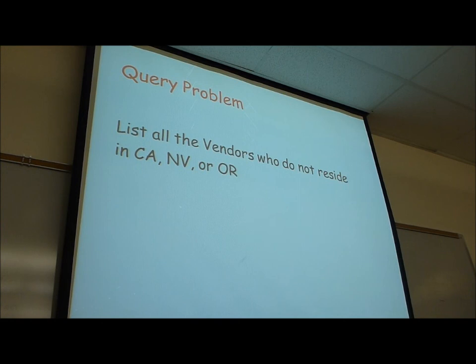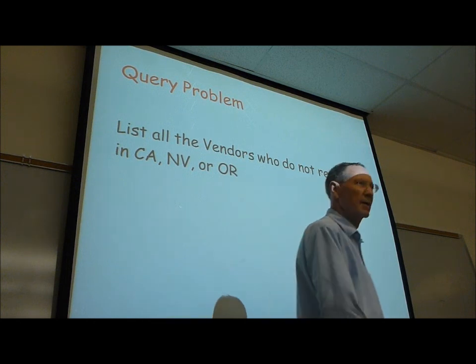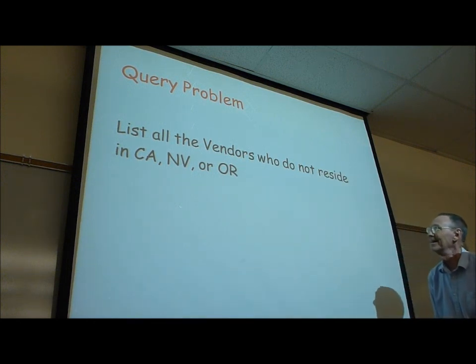Another query problem. List all the vendors who do not reside in California, Nevada, or Oregon. List all the vendors who do not reside in there. That's where all the weirdos are. Okay? Our brother lives in California. Okay? Good place for him. Right. So, we're interested in everybody else.